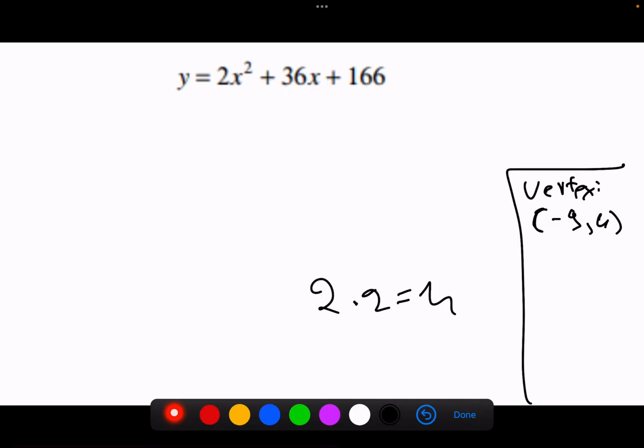So now let's move on here. So the vertex is negative 9, 4. The axis of symmetry is negative 9. And the graph will open up because 2 is greater than 0.